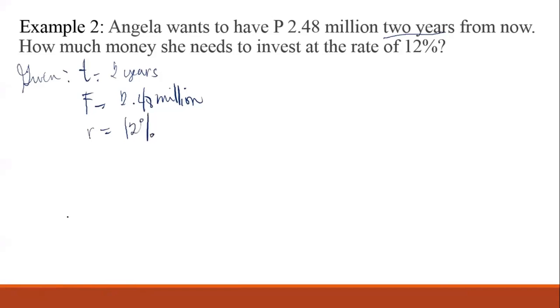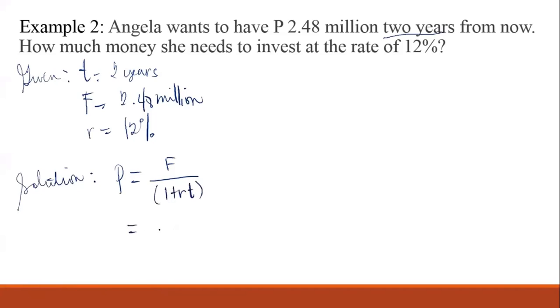Okay? So, ano yung gagamitin nating formula? We are going to use the formula P equals to F over 1 plus rt, kasi hinahanap natin kung magkano yung dapat niyang i-invest. Yan yung principal. Okay? So, how much money she needs to invest. Ibig sabihin, we are looking for the principal that Angela needs to invest for her to accumulate 2.48 million pesos 2 years from now. Okay? So, alamin natin kung magkano.